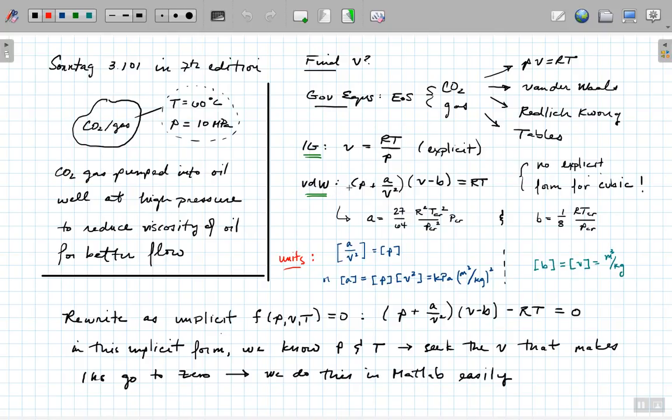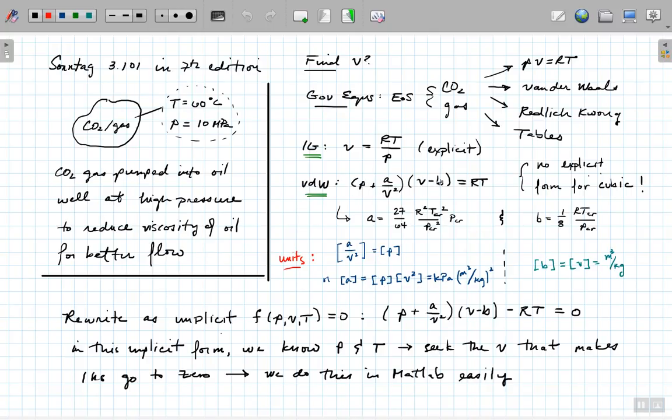Van der Waals equation is basically written in this form to show us, this is kind of like P times V equals RT. It's written to show us the relationship to the ideal gas law. PV equals RT, but in this case we've got correction factors of A on V squared in the first term and minus B in the second term.